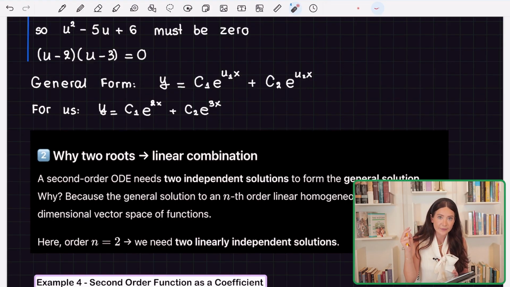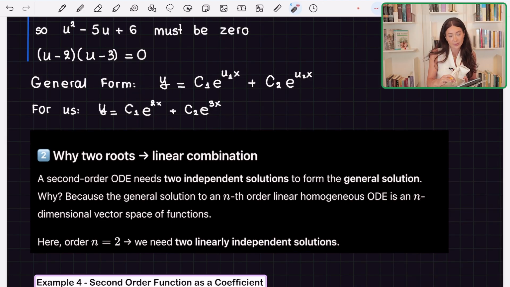And since we have distinct roots, we need a linear combination of what we tried out to begin with. So we tried out this form right here. So I got u1 equals 2 and u2 equals 3. So I'm just going to do a linear combination of the two. So this is my final answer.